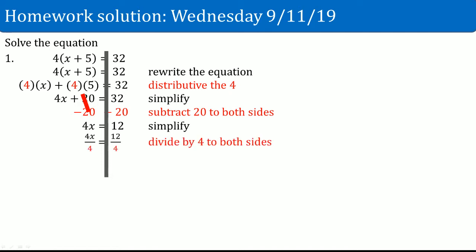Okay, the 4 divided by 4 on the left-hand side cancels out. It makes the number 1. So, what do I have left over on my left-hand side? It's just an x. On my right-hand side, if you plug into a calculator, 12 divided by 4 just becomes 3. There you go. That is your solution.